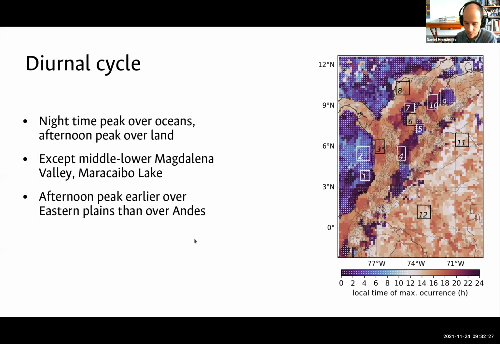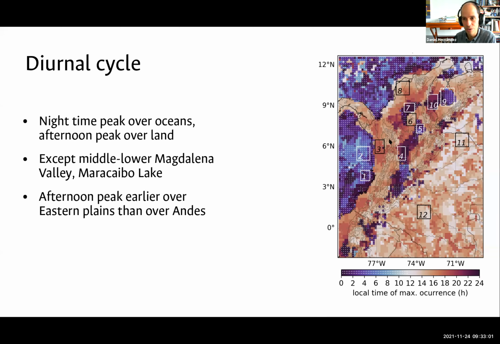And now finally coming to the diurnal cycle, which is very interesting here. This plot here shows the local time of maximum occurrence of convective events as a function of space. And you see that it's very clear, the contrast between land and ocean. So over ocean, it's clearly a nighttime peak of convection. We know that that's the case, that's what we expected. Convection occurs over the oceans mostly at night, but over the continents, it occurs in the afternoon. That's diurnal heating of the surface. That's what creates convection mainly over continents.